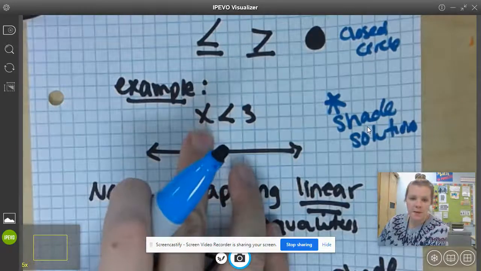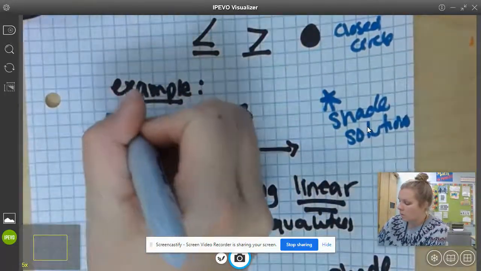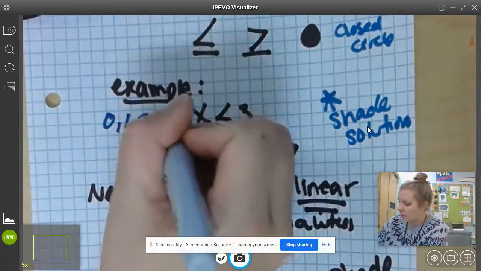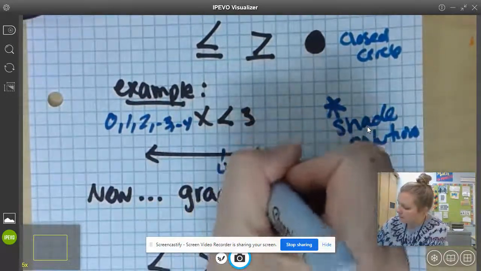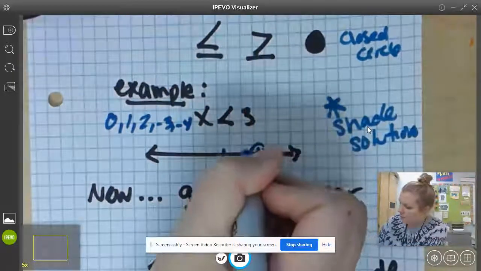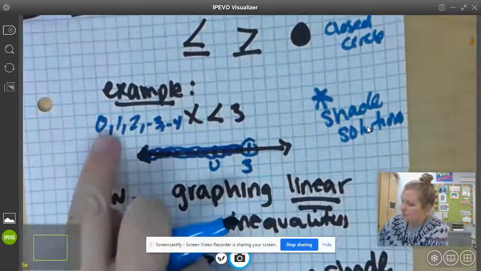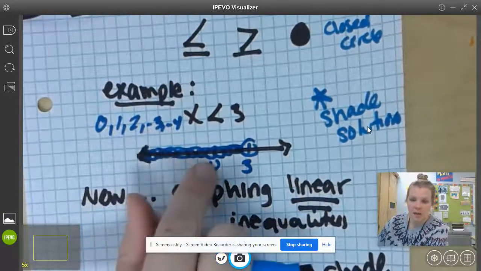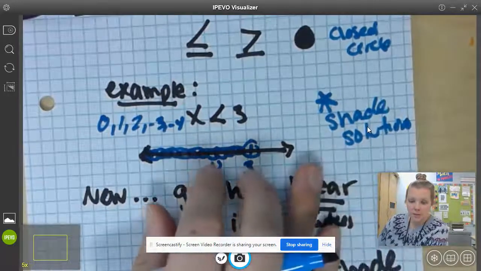So if we think about the numbers less than 3, that would be numbers like 0, 1, and 2, and -3 and -4. All of those numbers are less than 3. So on my number line, I'm going to shade all the numbers that make it true. If I plugged in any of these numbers, or any of the numbers that are shaded, it makes my inequality true. So that's a review.